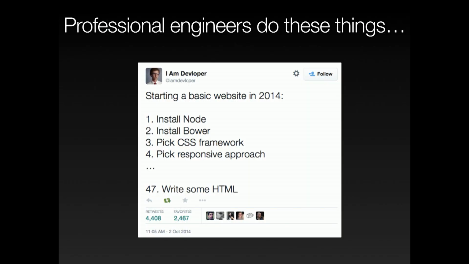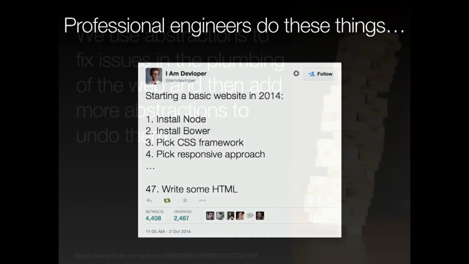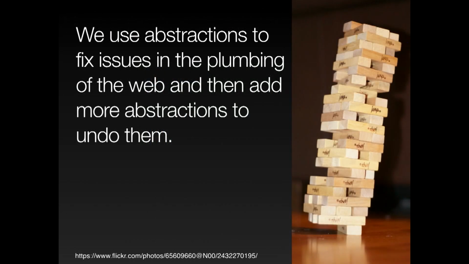We build all these things that actually undo all the cruft that we put in first. So we pick 15 libraries and then we build a task runner and a packing system to take all the things out that we don't use, instead of not using them in the first place. And this is how we keep each other busy and impressive. We use abstractions to fix issues in the plumbing of the web and then add more abstractions to undo them. And then we give tech talks about this and impress each other how clever we are.